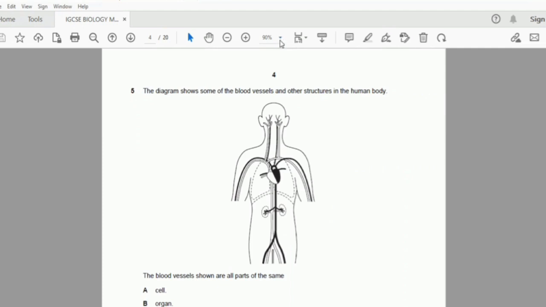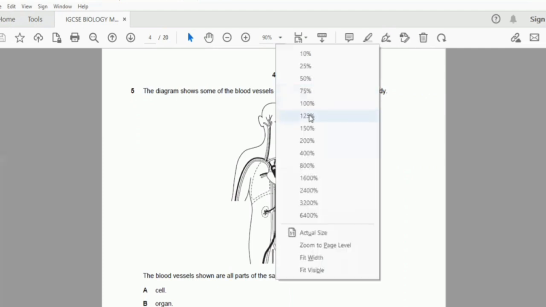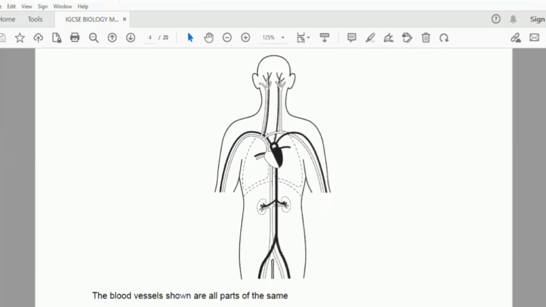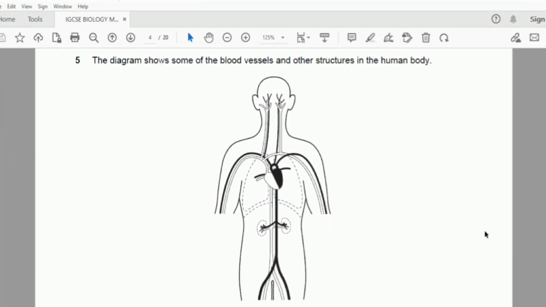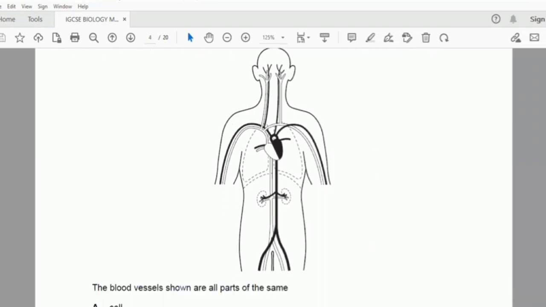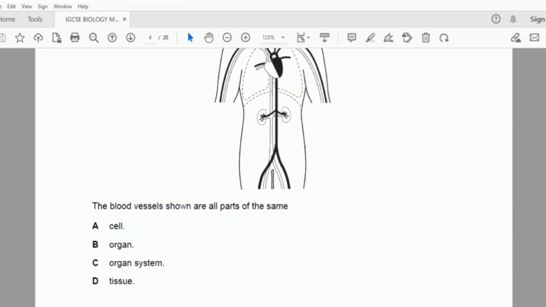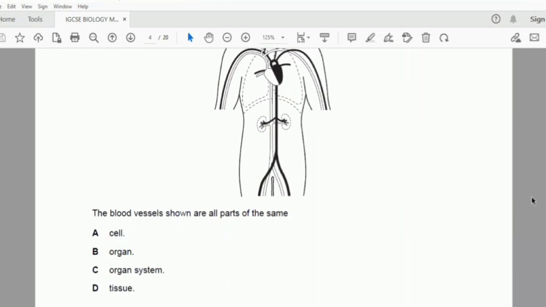I will have to increase this. Okay. The diagram shows some of the blood vessels and other structures in the human body. The blood vessels shown are all part of the same dash: A, cell, B, organ, C, organ system, and D is a tissue.